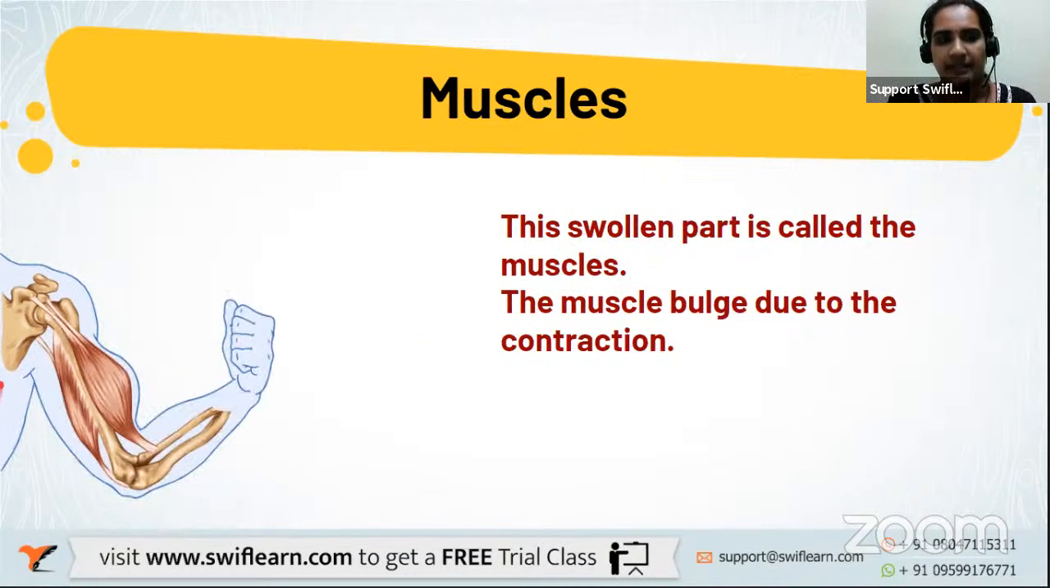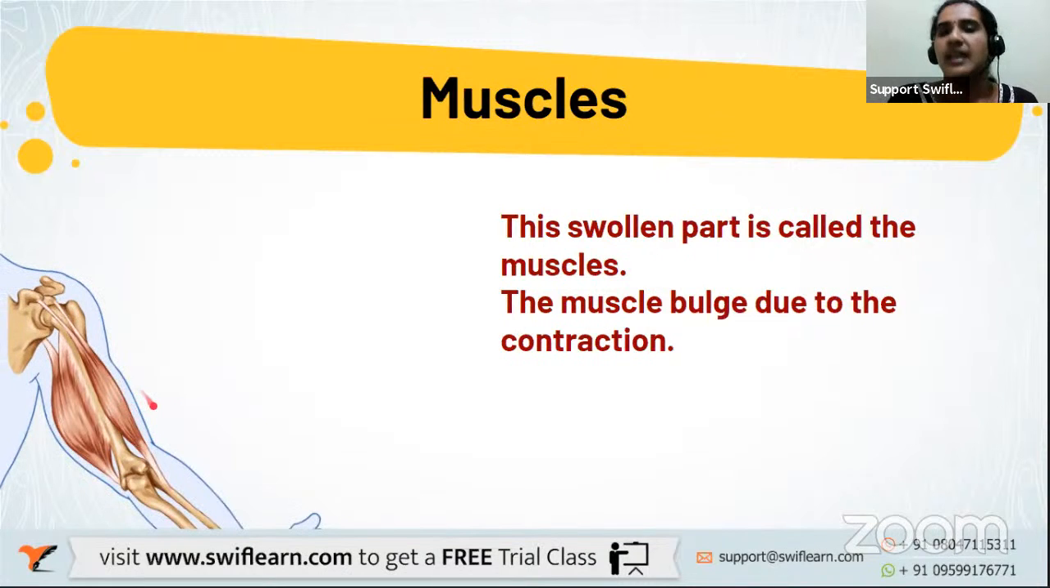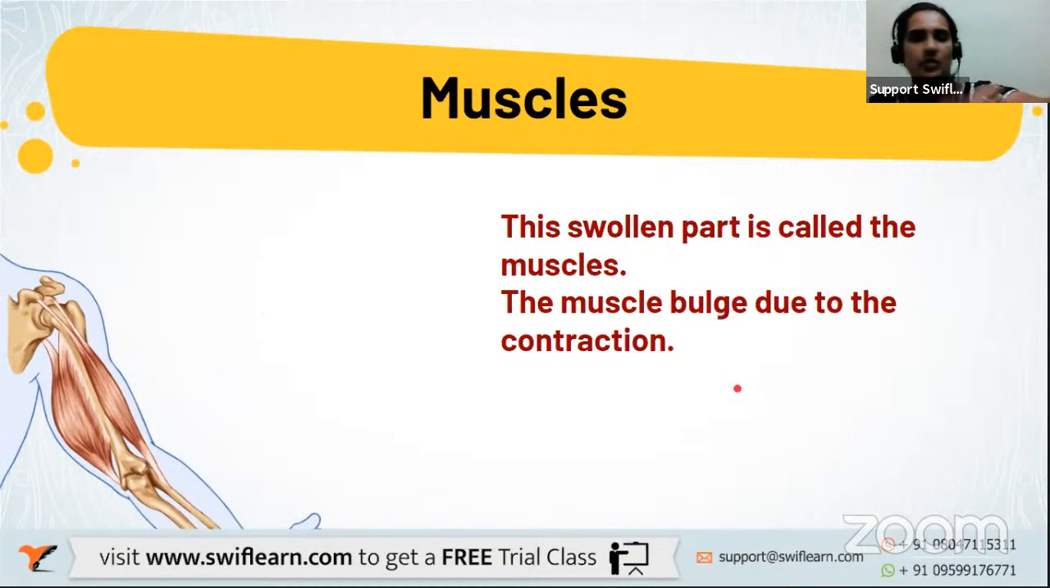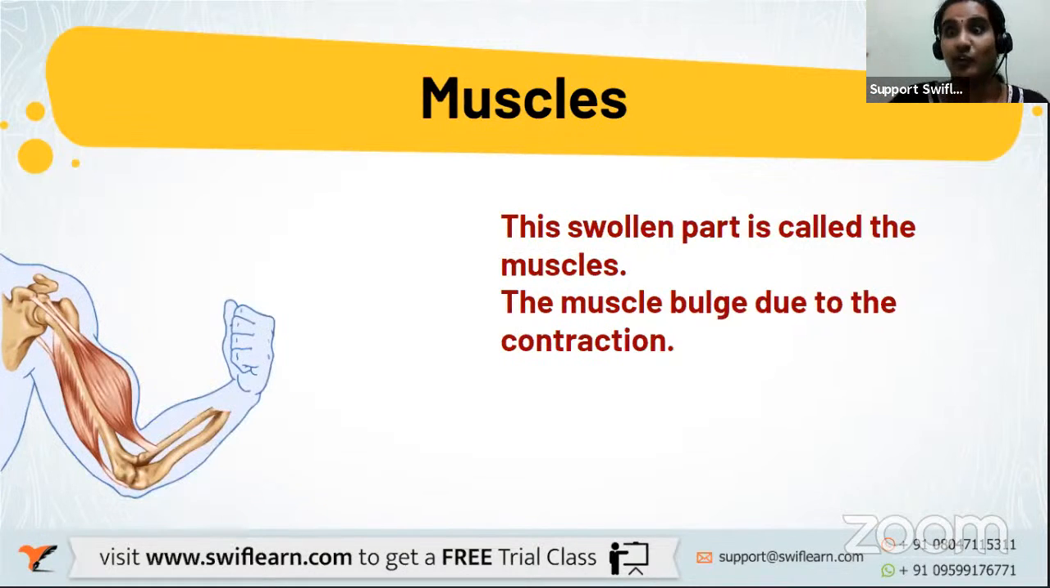You can see here, this is called muscles. The muscle bulges due to contraction. When we contract, the muscles bulge. If it is loose, it will not be shown. When Salman Khan shows like this, we can see the muscles coming. Hrithik Roshan also, the same thing. When he is showing like this, the muscles come up like this.